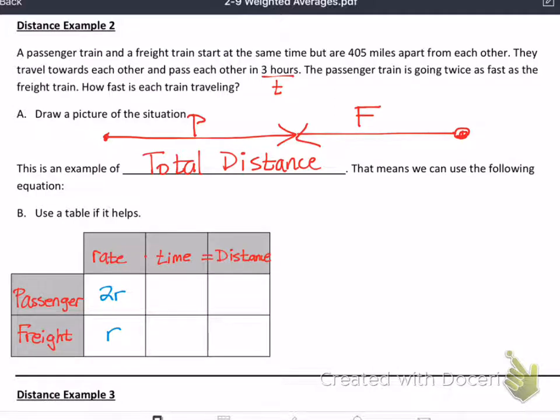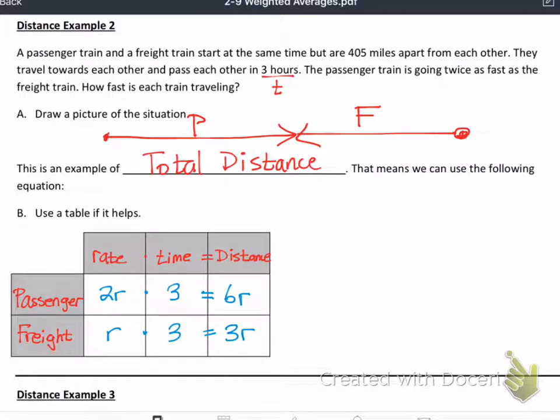And then the time for both of them, they started at the same time and they're traveling the same time. They're both traveling 3 hours. And so since rate times time is equal to distance, then I have for my passenger train 2R times 3, which is 6R. And I have R times 3, which is 3R.